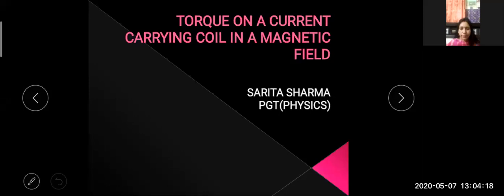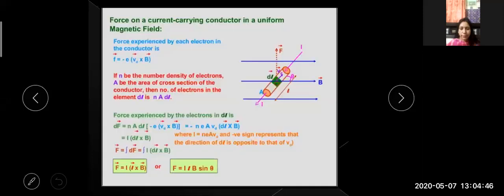In this video, I am going to discuss force on a current carrying conductor placed in a magnetic field, and also we will discuss torque on a current carrying coil in a magnetic field. Before watching this video, make sure you have watched all videos of magnetic effect of current so that you can understand the topic clearly. Let's start this video with the first topic, force on a current carrying conductor in a uniform magnetic field.